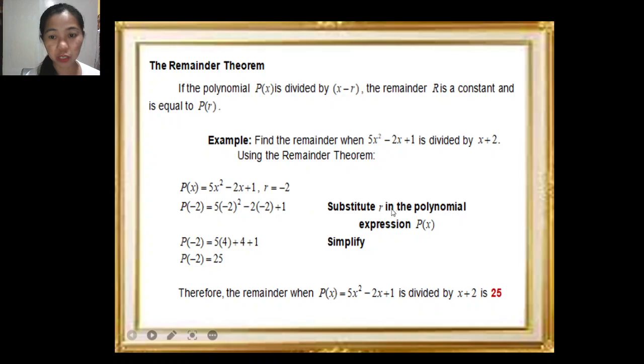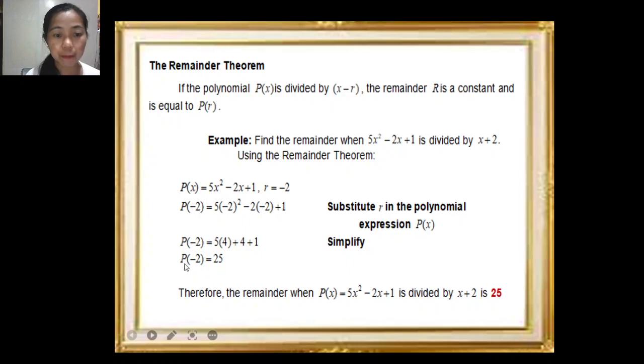So, this is substitute r in the polynomial expression p of x, and then we are going to simplify. Negative 2 raised to 2 is positive 4. So, we have 5 times 4. Then, negative 2 times negative 2 is positive 4 plus 1. So, simplify further, we have 5 times 4 is 20, plus 4 is 24, plus 1 is 25. So, the value of the polynomial function when x is negative 2 is equal to 25.